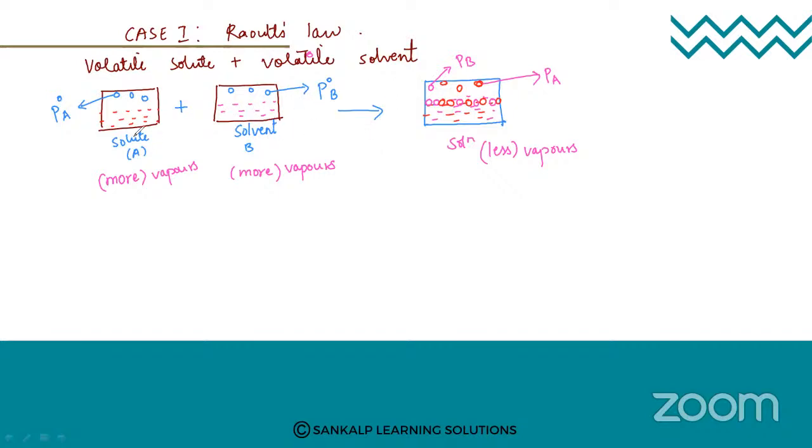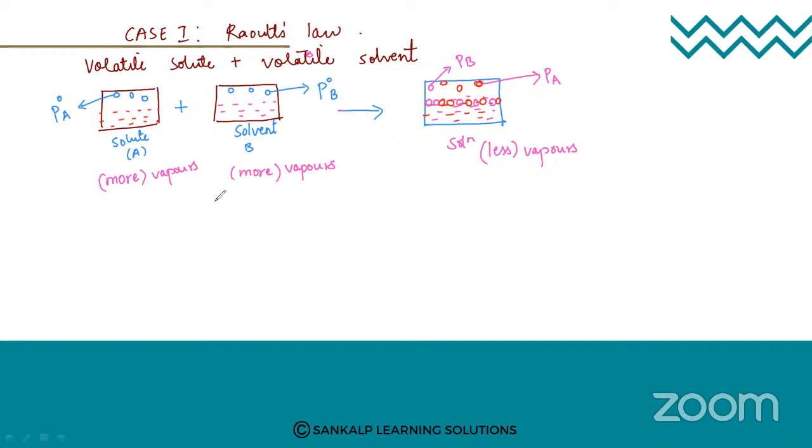So in both cases, the pure solute is forming vapors, and the pure solvent is also forming vapors. When you combine them, they form a solution. In the solution, both types of molecules are present. So in the process of evaporation, what will happen? The vapors formed will be less as compared to the case of the pure liquid.